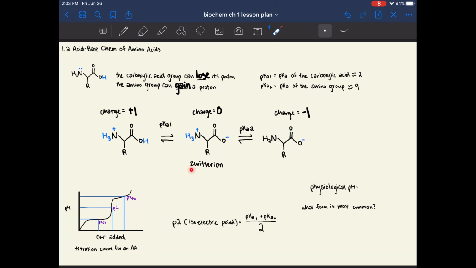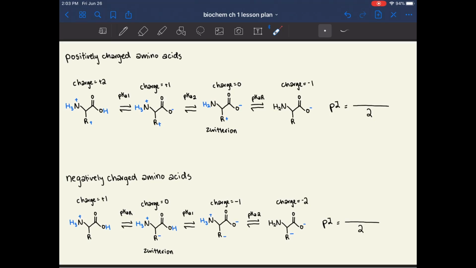So this makes sense because the concentration of the zwitterion should be highest when the pH is between pK1 and pK2. So here I have a question. What is physiological pH? Physiological pH is usually around 7.4, which means that at a pH of 7.4, which is between 2 and 9, the zwitterionic form is most common. So in your body, your amino acids exist predominantly in this zwitterionic form.